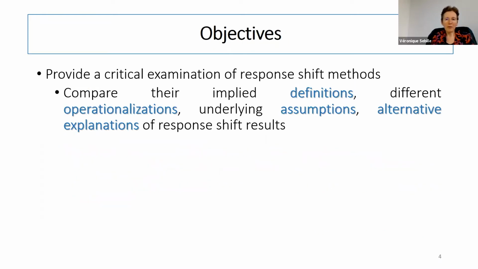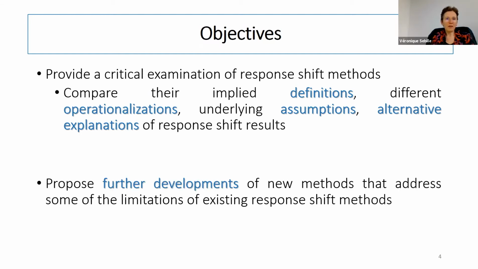So our primary objective was, first of all, to provide a critical examination of response shift methods. And we wanted to compare their implied definitions, as well as their different operationalizations. We also wanted to examine their underlying assumptions and look at their alternative explanations of the response shift results. And we wanted also to try to propose further developments of new methods that address some of the limitations of existing response shift methods and which are expected, hopefully, to advance the field.